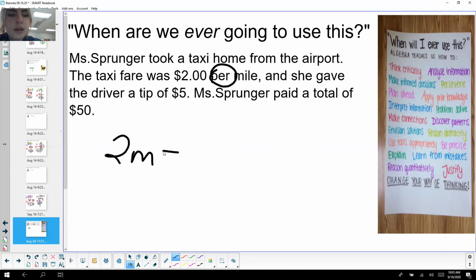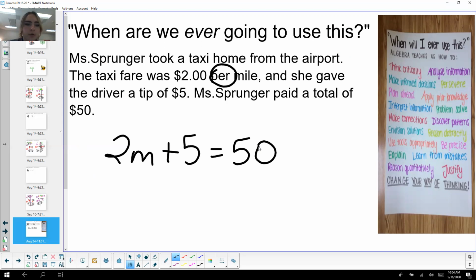She gave the driver a tip of $5. So I gave him $5 extra. Miss Sprunger paid a total of $50. So I just wrote a two-step equation. We could solve for M, which again, in a real world situation, algebraically, that variable we're solving for typically means something. So we're solving for a specific purpose.